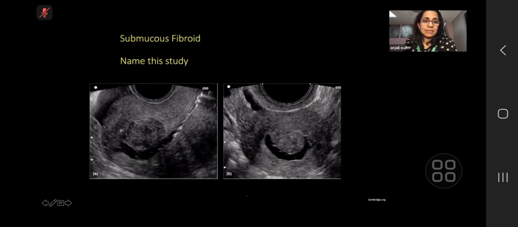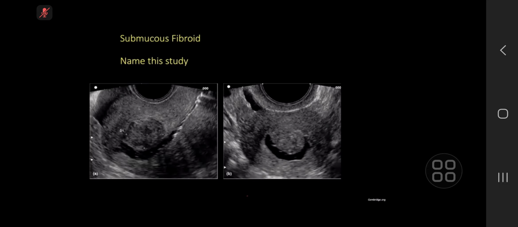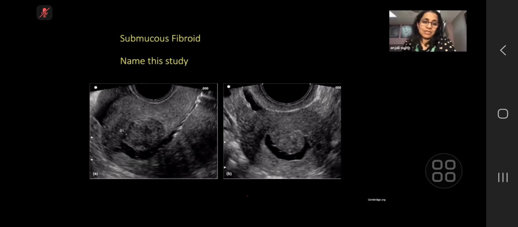Now, I've given the diagnosis. This is an ultrasound scan showing a submucous fibroid, but this is a special type of ultrasound scan. Can you name this study? It's a transvaginal ultrasound. It is a transvaginal ultrasound, but there's something more to it.